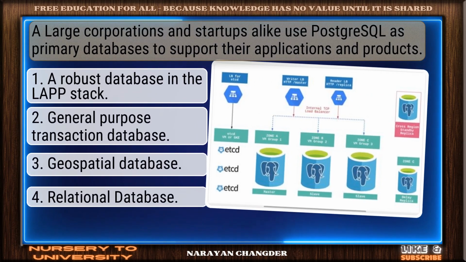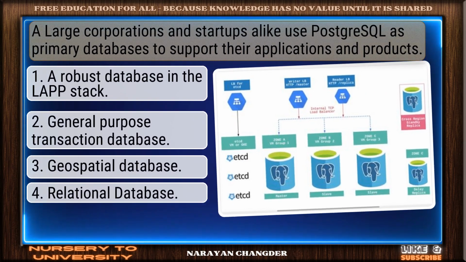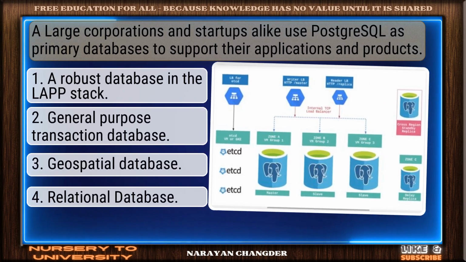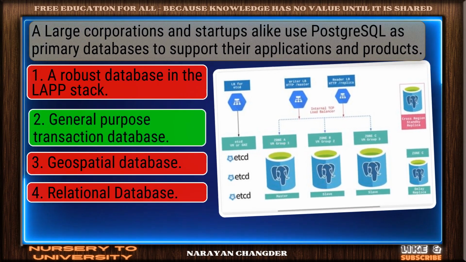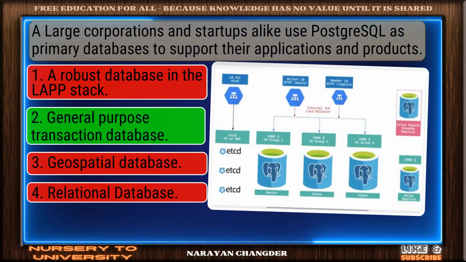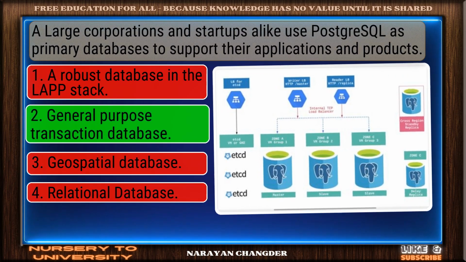Question number 4. Large corporations and startups alike use PostgreSQL as primary databases to support their applications and products. Great job. General Purpose Transaction Database is the accurate answer.